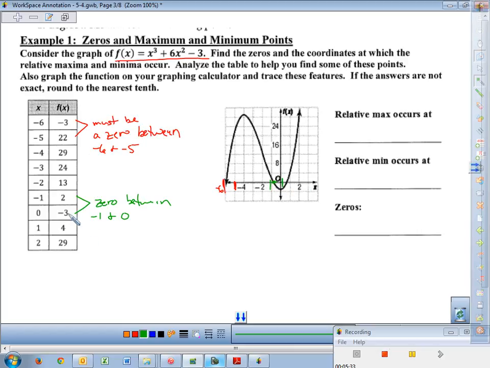And also, it goes from negative to positive again. Don't you get another 0 right there? So 0 between where and where? 0 and 1. Does that make sense to you? If you only had a table of values, you could at least estimate where the zeros are based on that, because the signs change.